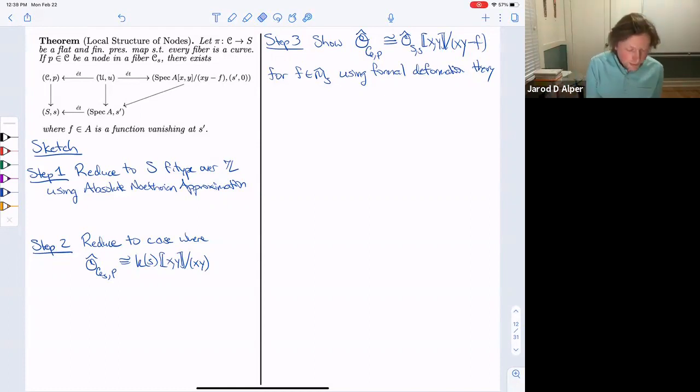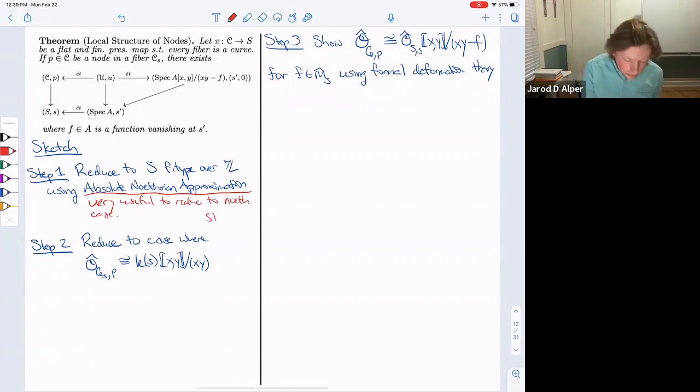So the first step is to reduce to the case that S is finite type over the integers. Note that in these hypotheses, our morphism C to S is flat and of finite presentation. This is always the hypothesis that you use instead of finite type in the non-Noetherian setting. To reduce to this, you use a technique called absolute Noetherian approximation. It's very useful, especially in moduli theory, to reduce to the Noetherian case.